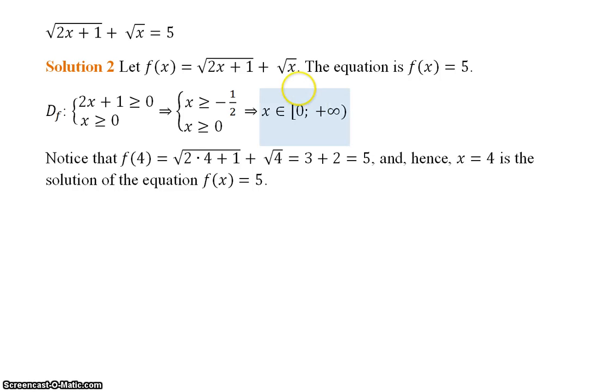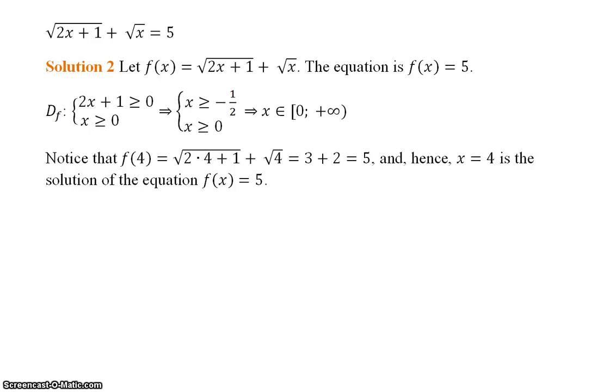Now notice that if you substitute 4 instead of x, you will get f of 4 equals square root of 2 times 4 plus 1 plus square root of 4. 2 times 4 plus 1 is 9, square root of 9 is 3, square root of 4 is 2, and 3 plus 2 is 5. Therefore, x equals 4 is the root of the given equation. So, to find the root, it's pretty easy. You can just guess it.